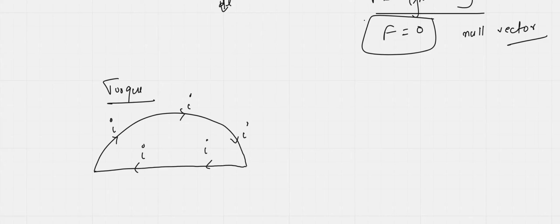What we want to calculate is the torque on this loop. How are we going to calculate this? Because this is a semicircle, I will say this is the centre, so this distance is R, and this is also R from this side.